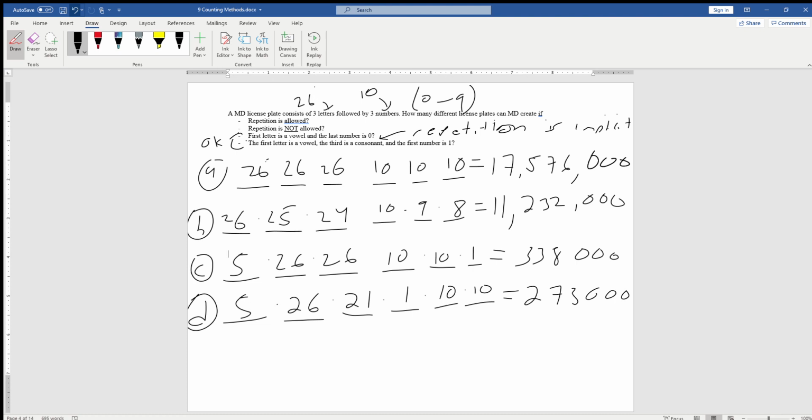Hopefully these two examples are helpful for understanding the multiplication rule.